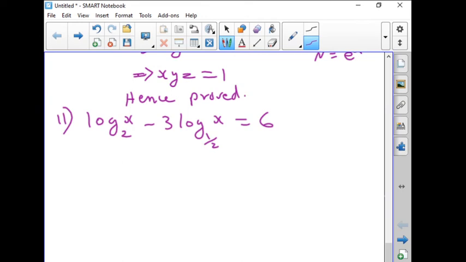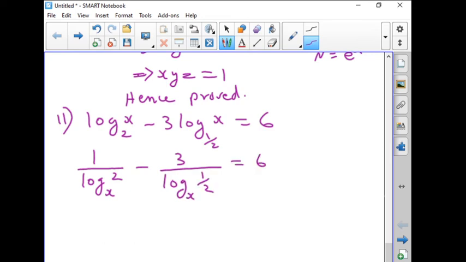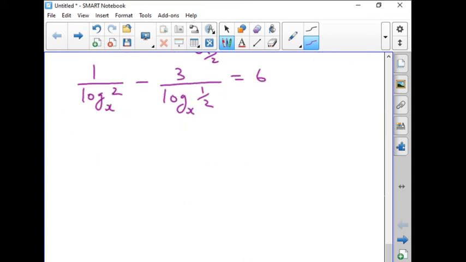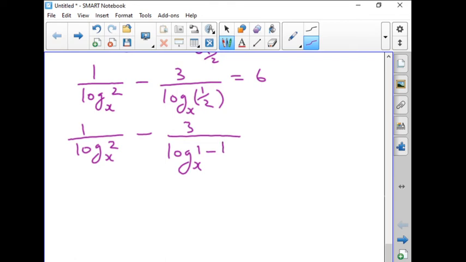So this left hand side first term can be written as 1 by log 2 to the base x minus 3 by log 1 by 2 to the base x is equal to 6. So now see the second term. First term you write as it is. Second term is nothing but, using quotient rule we can write it as log 1 to the base x minus log 2 to the base x. We have used quotient rule in the denominator.